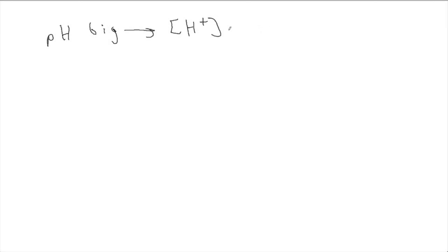Right. This is something we worked on last time. Remember that because P is the negative log, the P of X moves in a different direction than X. This causes a lot of confusion to people. The P of X moves in a different direction than X. So if the pH is big, is the H plus big or small? Small. Does that mean that the solution is acidic or not very acidic?